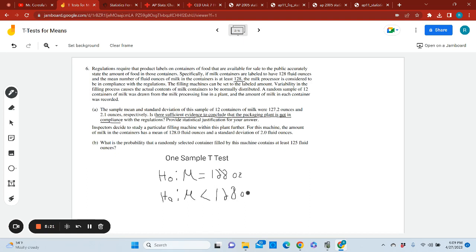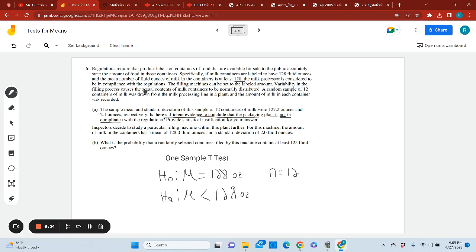Now, first, why don't we write in some other important information, right? They told us that the sample size was only 12. Now, if you know about central limit theorem, you know that we can only say that a sampling distribution will be normally shaped if the sample size is bigger than 30. So we're clearly violating central limit theorem right now. However, this is one of those particular questions where we're going to violate central limit theorem. We don't have a big enough sample size, but they do tell us in the question the filling machines can be set to the labeled amount.